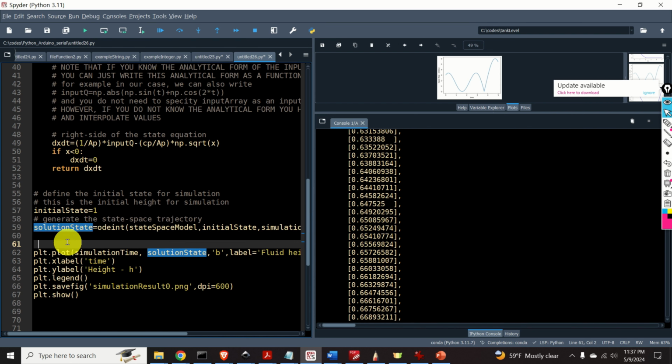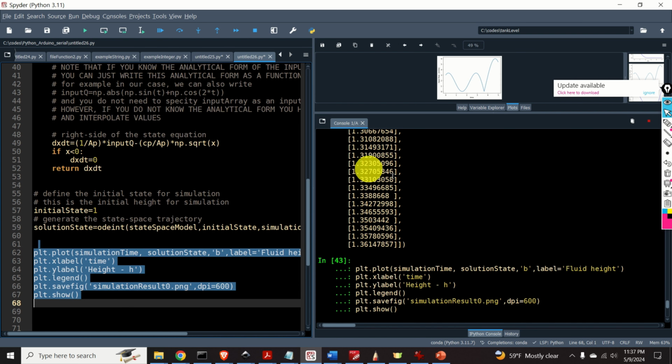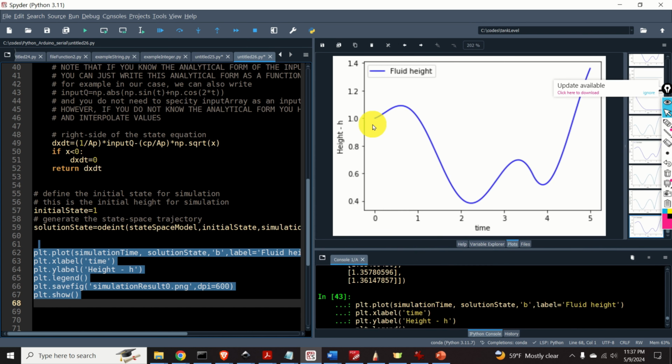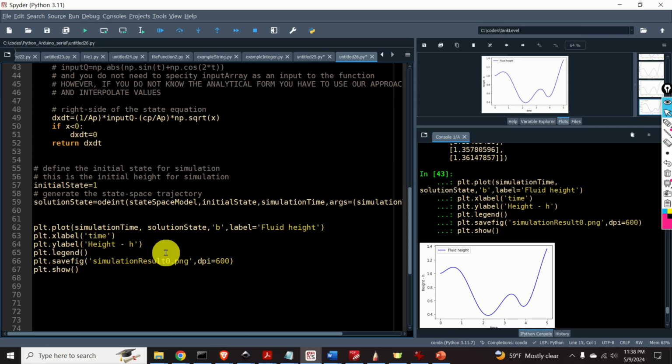And finally, let's plot the result. Here it is. This function shows the level h as a function of time. We can see that initially level is 1, then it goes up since the flow goes up, then it goes down since the flow goes down, then again it goes up, down, and again it goes up because the input flow rate goes up. Next, let's double check and verify our implementation by computing the initial state response.